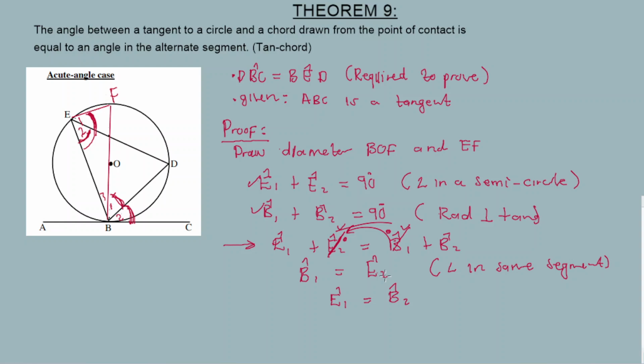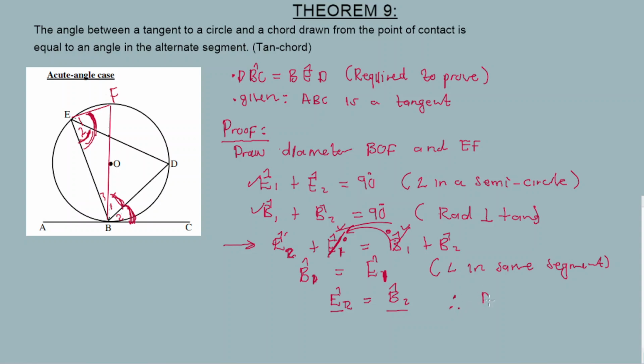It's E1 here. B1, E1. Okay, let's say this is E1 and this is E2. So therefore what remains is E2 and B2. So E2 is equal to B2. So we have proved that this angle B2 is equal to E2. That's theorem number 9.